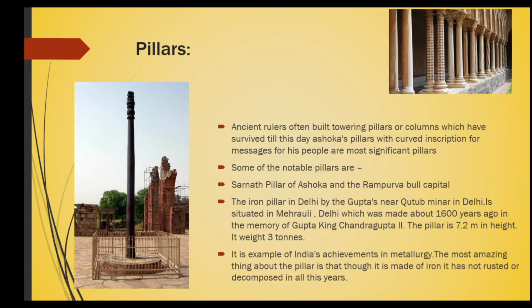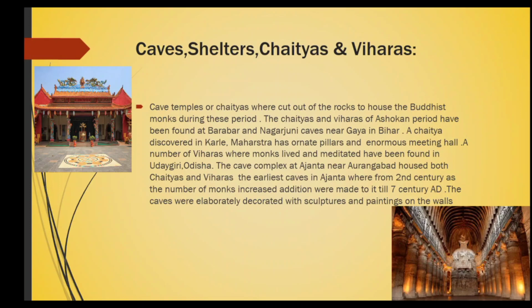Above it also shows a pillar. Now moving up to the caves, shelters, chaityas and viharas. These are the shelters which were taken by the Buddhist monks, like other people, sages, who used to live in these houses. Now there are some chaityas we are going to know here, and the largest chaitya is the Karle Chaitya in Maharashtra.